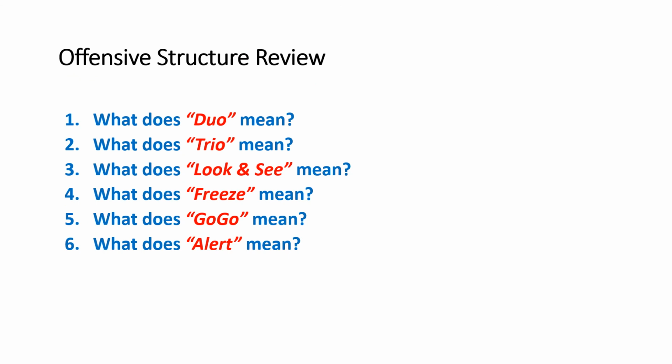At the end, you want to do a review. You should know these terms, duo and trio. What does look and see mean? Again, we want to look at the defense, see what they're doing versus looking at the play caller. Freeze is a double cadence. Go-go means we're going to repeat the exact same formation, play, and cadence that we just did. And alert tells us an RPO really becomes a PRO, meaning we're going to think pass first, run second in our option read.